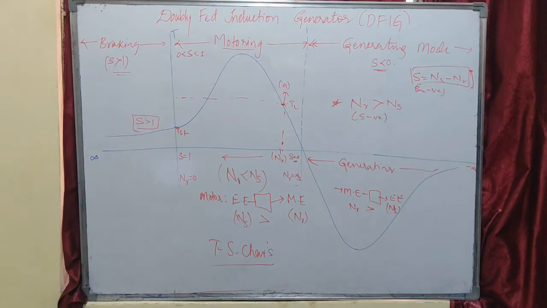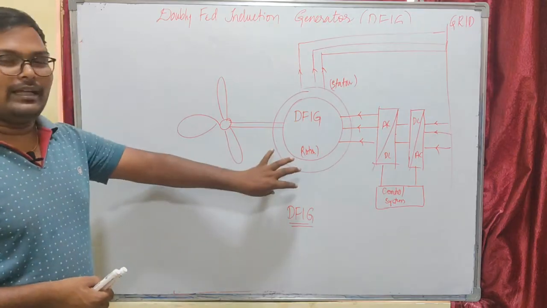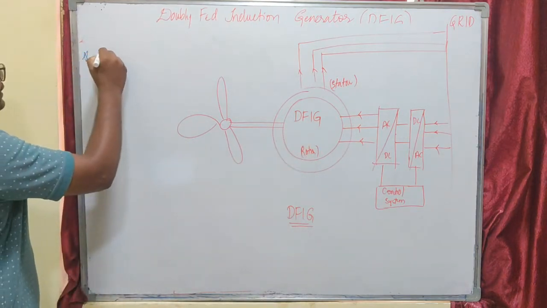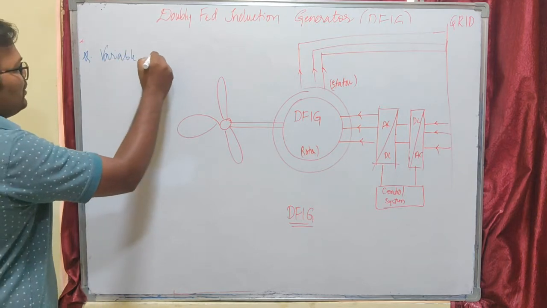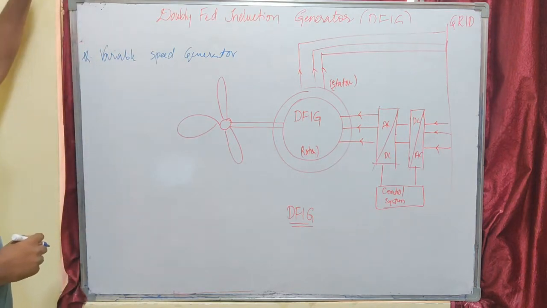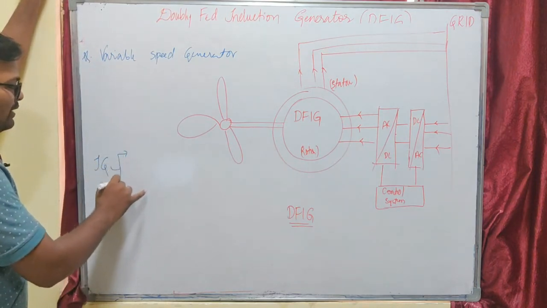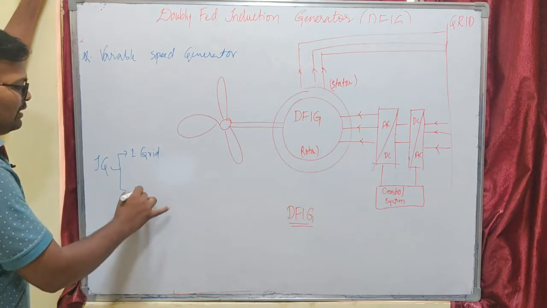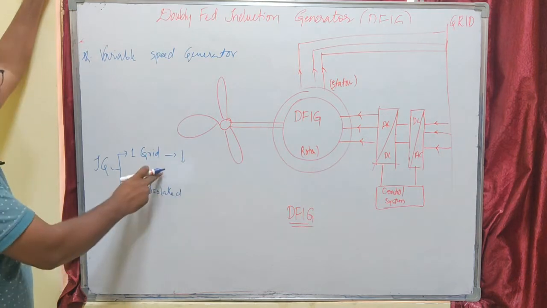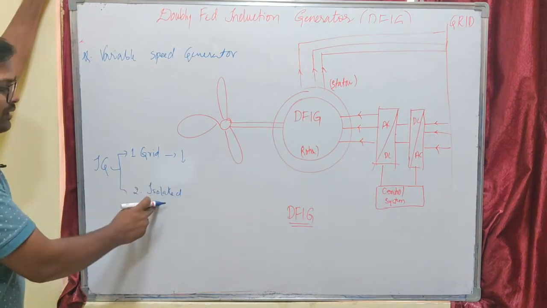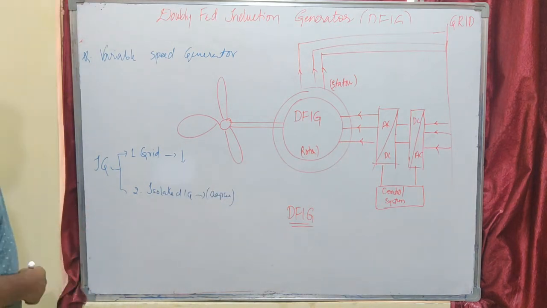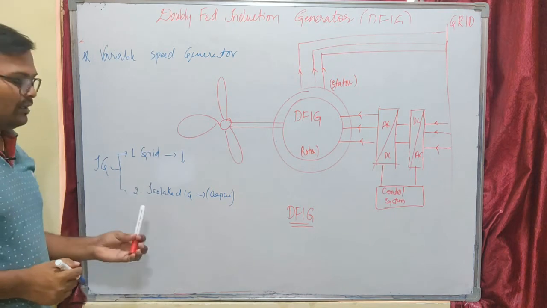Now let us try to understand our DFIG, the doubly fed induction generator. So here is the block diagram to understand the doubly fed induction generator, which is a variable speed generator. You have already seen the induction generator. There are two types: one is the grid connected induction generator, another is the isolated induction generator. In a grid connected induction generator, the grid supplies the reactive power required by the induction machine. In an isolated induction generator, a capacitor bank is connected to the stator circuit to supply the reactive power to the machine as well as the load.